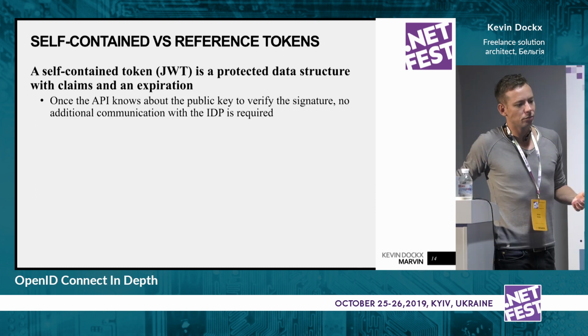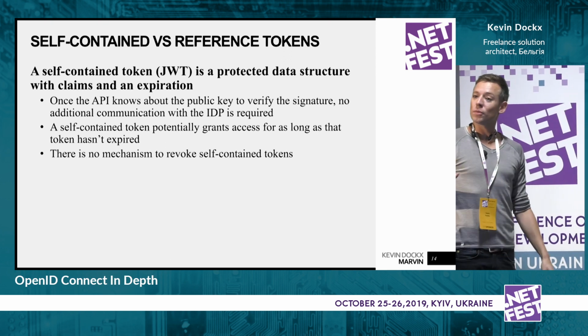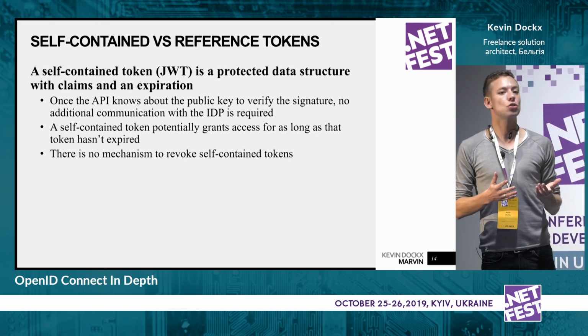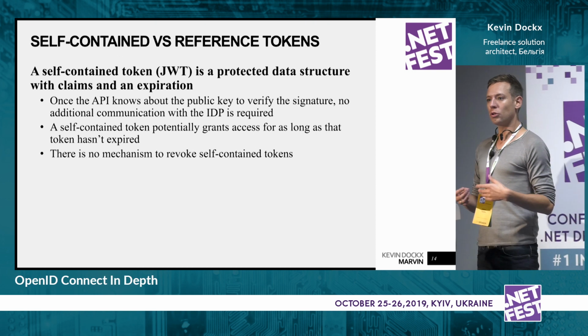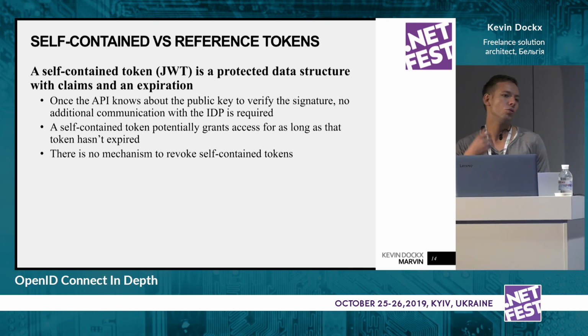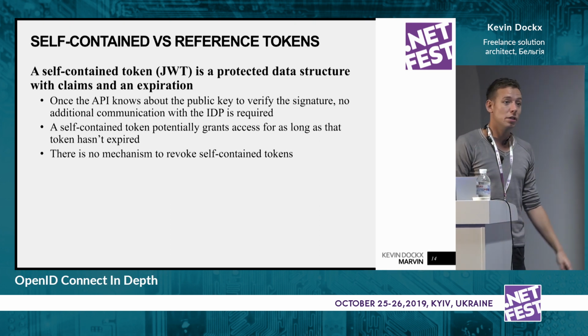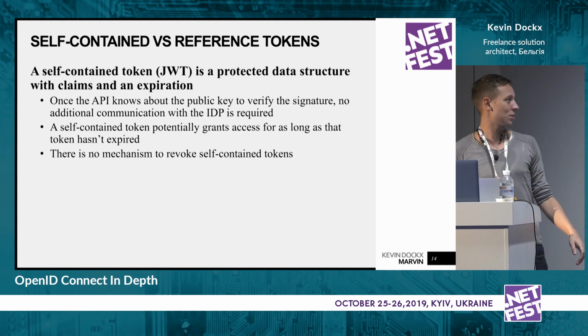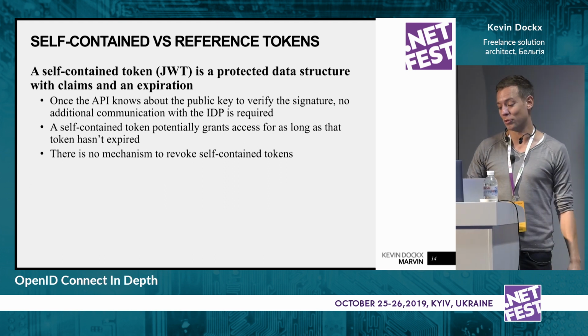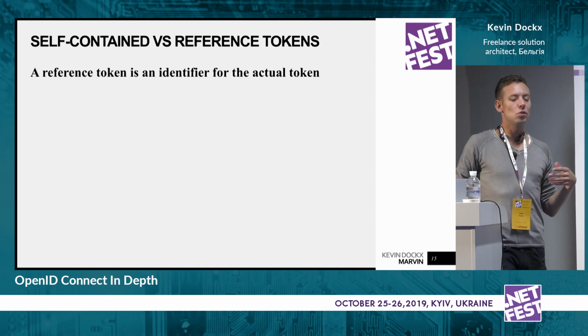And that is okay for some types of applications, but for other types of applications, you really don't want that. You want to be able to revoke access immediately once you find out there's been a breach, or if you fire someone and you don't want them to have access to certain APIs anymore with tokens that are stored on their computers. So a reference token allows that.